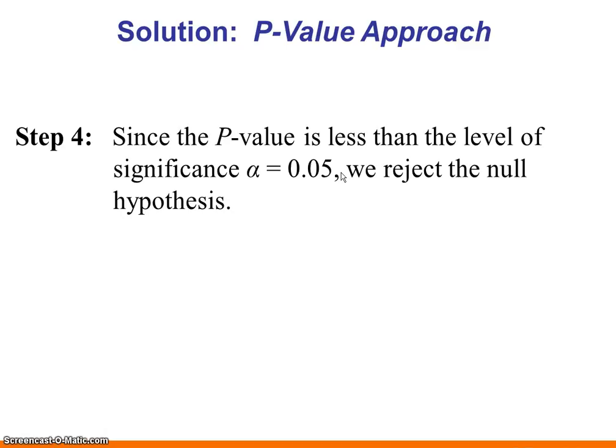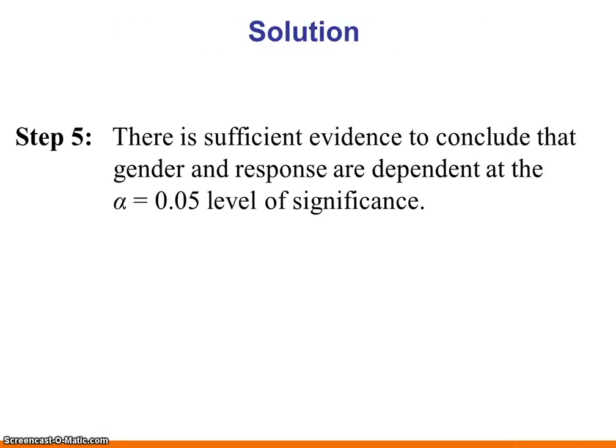So one way you can do the problem to double check your results is to use the classical approach and then the p-value approach and check to see that you get the same answer in both cases. And then also, don't forget to state the conclusion in words. So in this case, the conclusion would be there is sufficient evidence to conclude that gender and response are dependent in this case.